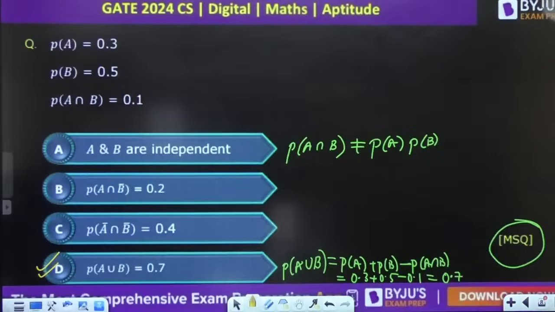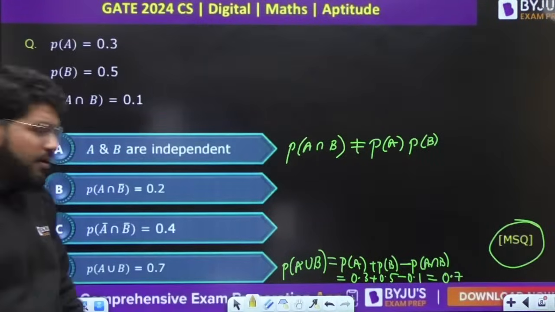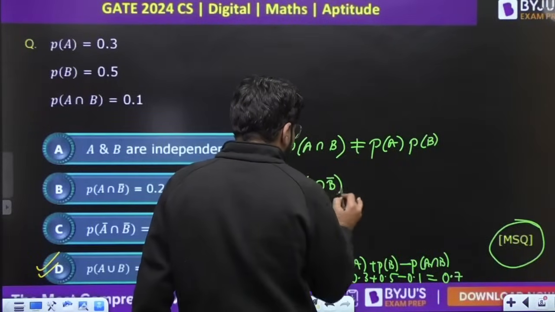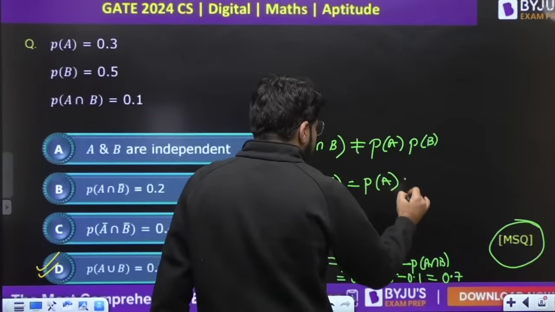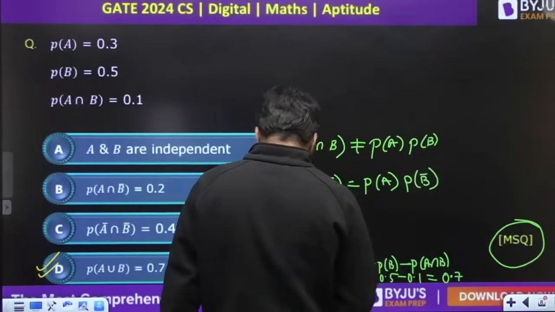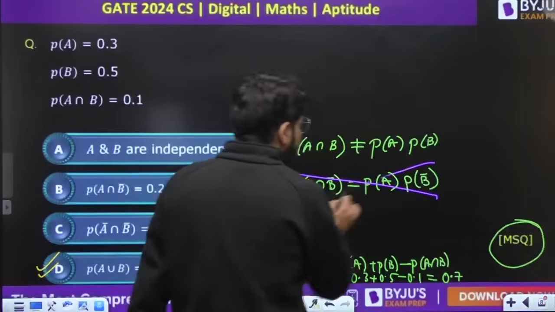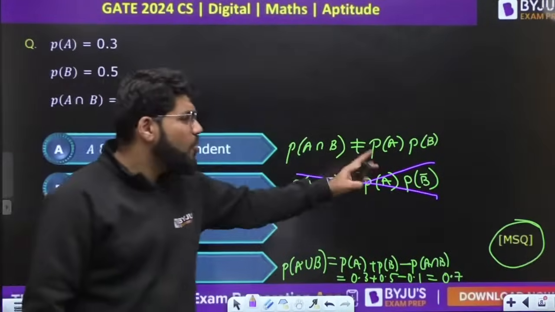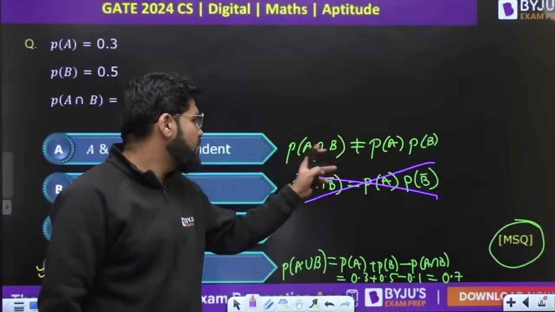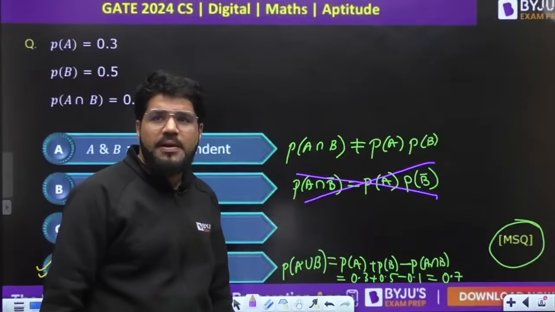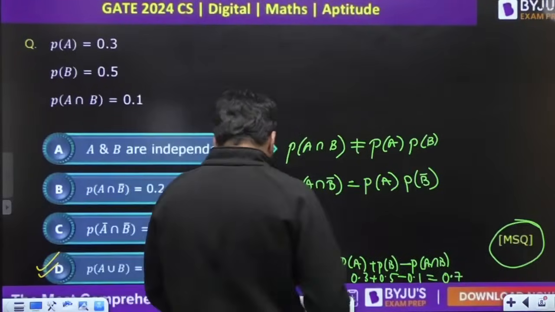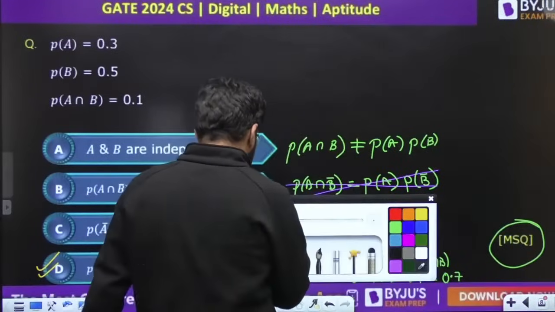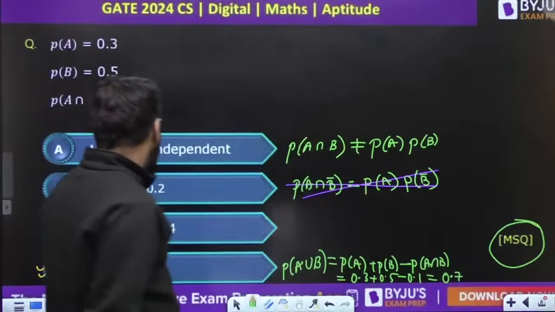So that is correct. D is correct. Now P of A intersection B bar. Will you solve like this, PA into P of B bar? If you are solving like this, you are going in the wrong direction. Don't do it like this. Why not? Because they are not independent. If A and B are not independent, then A and B bar are also not independent. So please don't apply this.